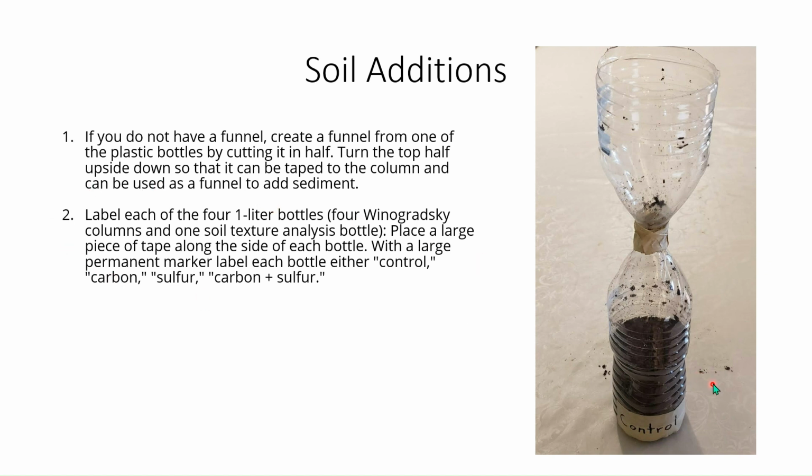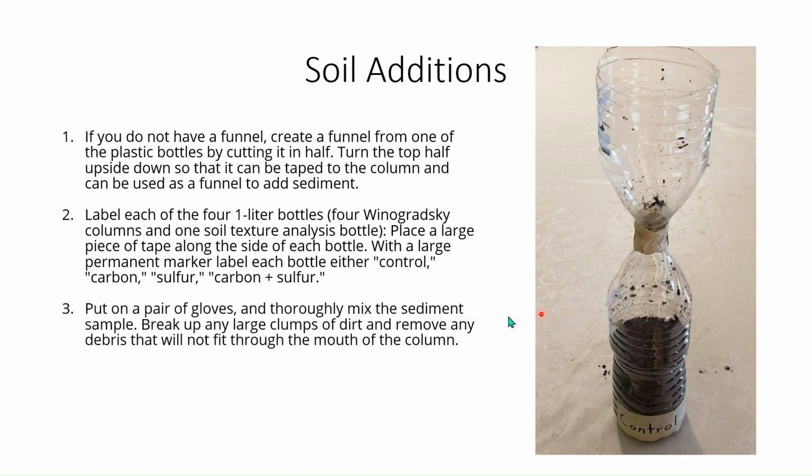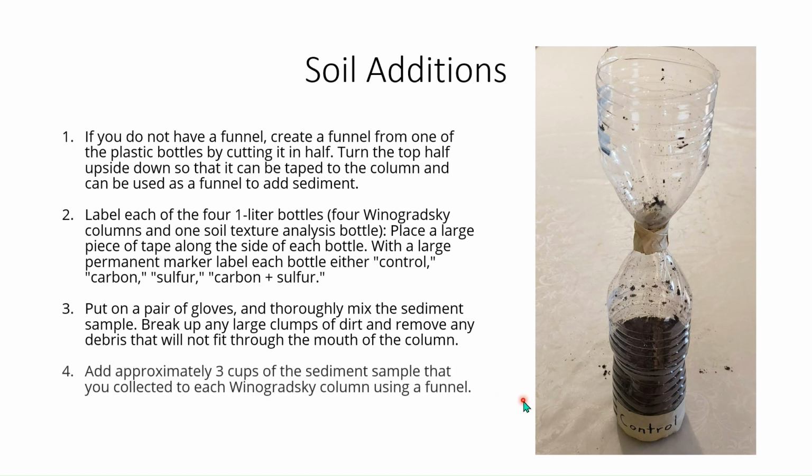You're going to label your 4 columns or your 4 bottles. So this is the control. I put a piece of tape and wrote control on it. But you're going to label 1 control, 1 carbon, 1 sulfur, and then 1 that has carbon plus sulfur. I recommend a pair of gloves to keep your hands clean. And you're going to thoroughly mix the sediment sample, break up any large clumps because you're going to have to mix the soil with water thoroughly and your amendments thoroughly. And if you break up those large clumps before you add it in, the easier it will be to do the mixing with your hands than by shaking this water bottle a million times.